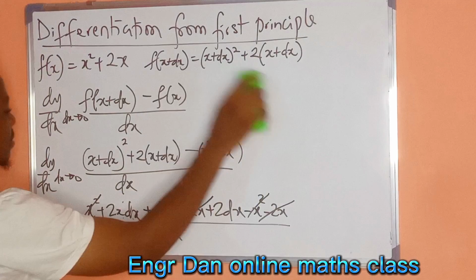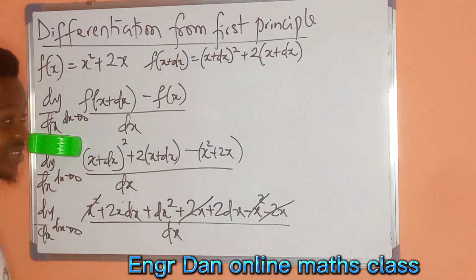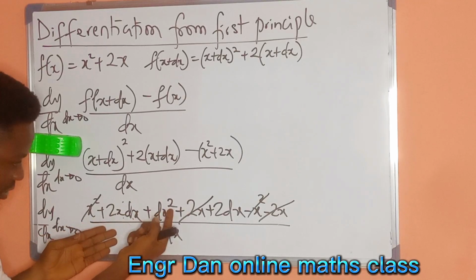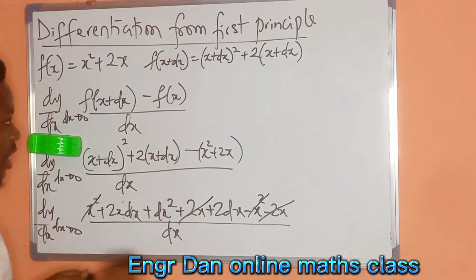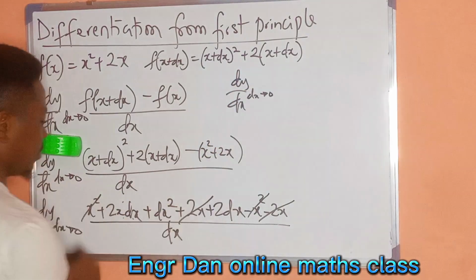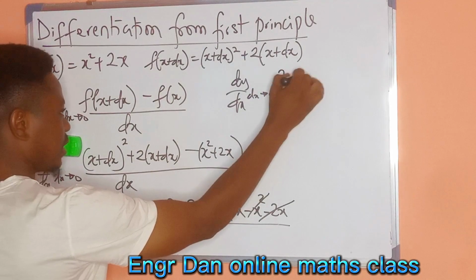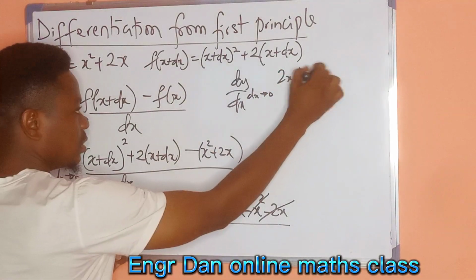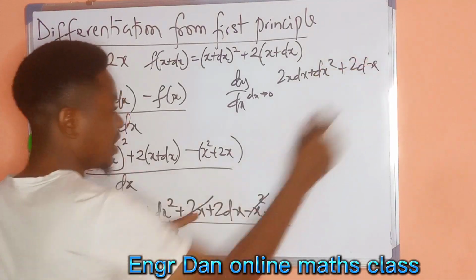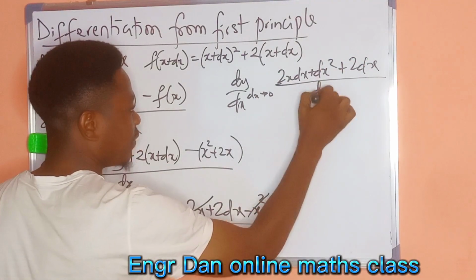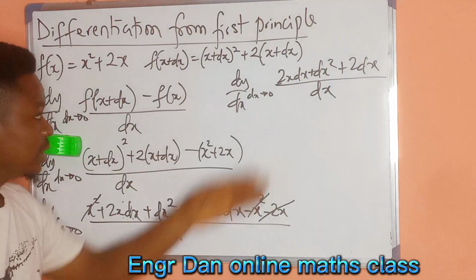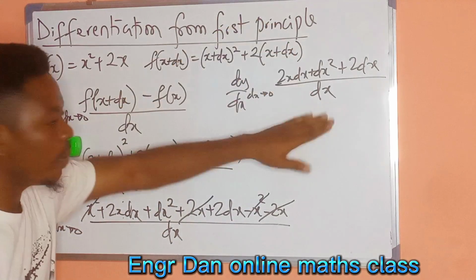Let's rewrite what is left in the numerator, which is 2x dx plus dx squared plus 2dx, over dx. So dy/dx as dx tends to 0. The numerator is 2x dx plus dx squared plus 2dx. That's what's left in the numerator, and in the denominator, we have dx. Now all you need to do is divide each term in the numerator by the denominator.